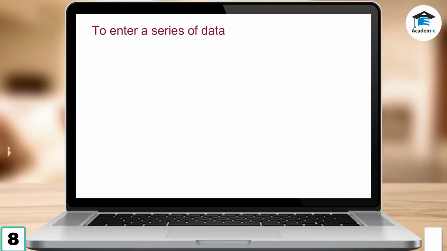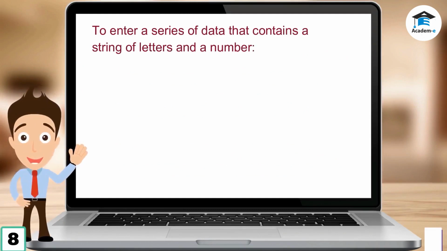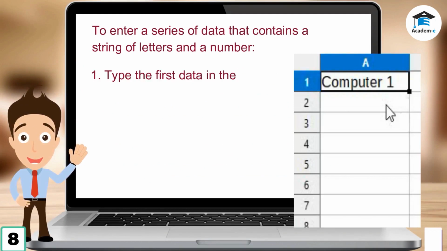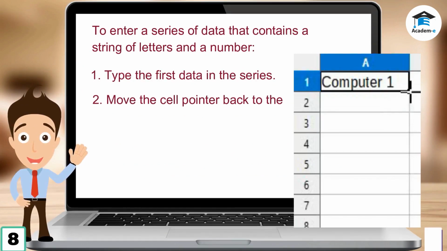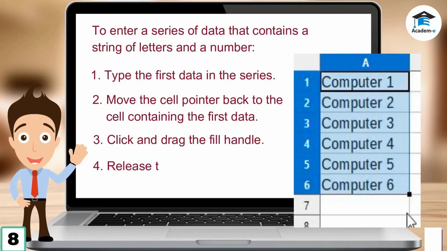To enter a series of data that contains a string of letters and a number: 1. Type the first data in the series. 2. Move the cell pointer back to the cell containing the first data. 3. Click and drag the fill handle. 4. Release the mouse.